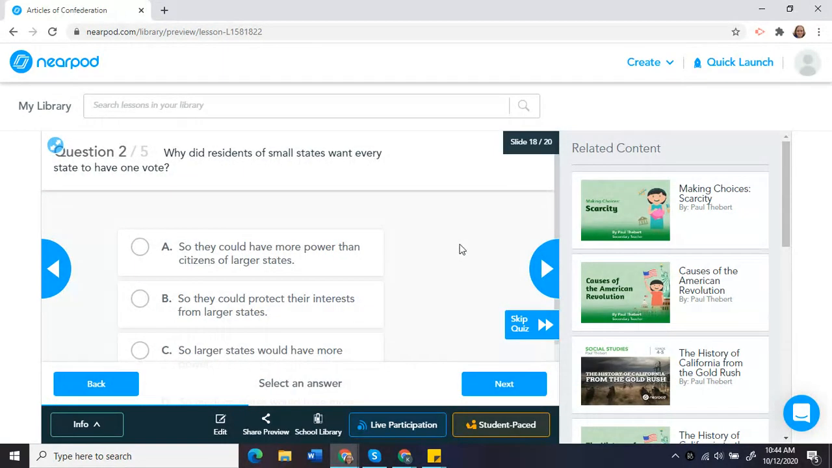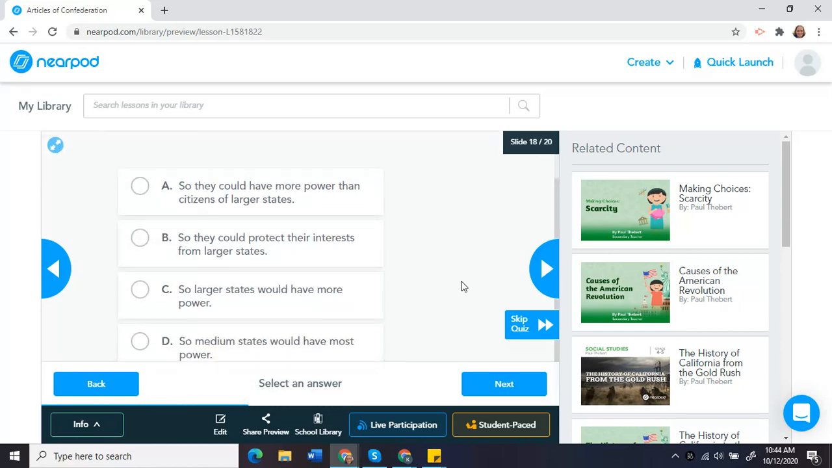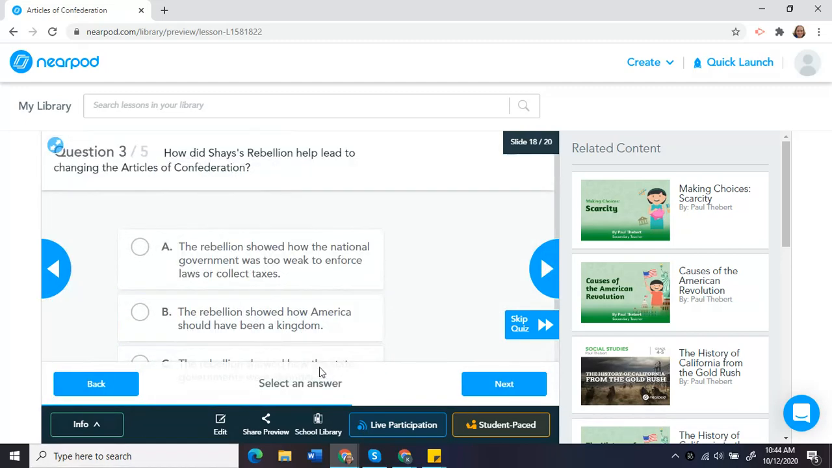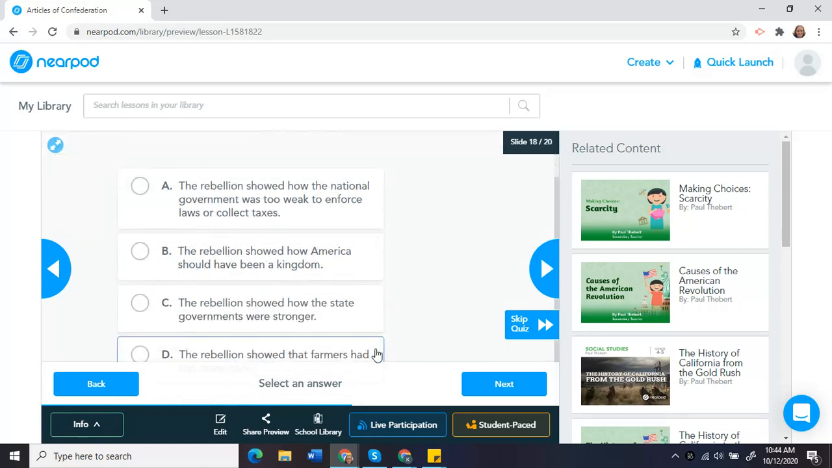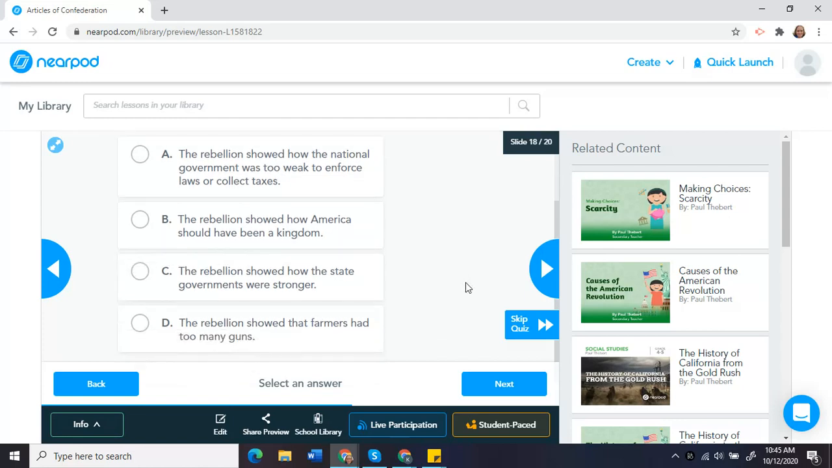Question 2. Why did residents of small states want every state to have 1 vote? A, so they could have more power than citizens of larger states. B, so they could protect their interests from larger states. C, so large states would have more power, so medium states would have the most power. Question 3. How did Shays' Rebellion help to lead to changing the Articles of Confederation? A, the rebellion showed how the national government was too weak to enforce laws or collect taxes. B, the rebellion showed how America should have been a kingdom. C, the rebellion showed how the state governments were stronger. D, the rebellion showed that farmers had too many guns.